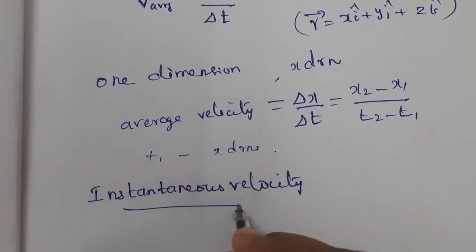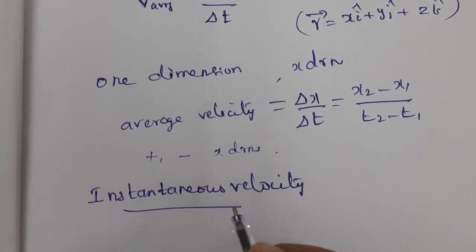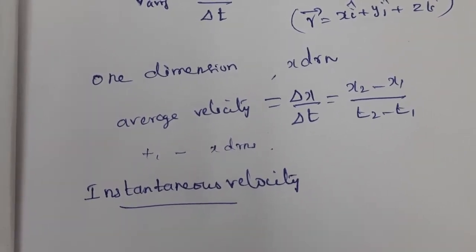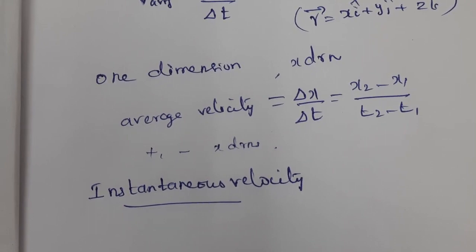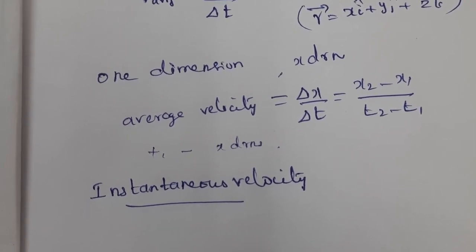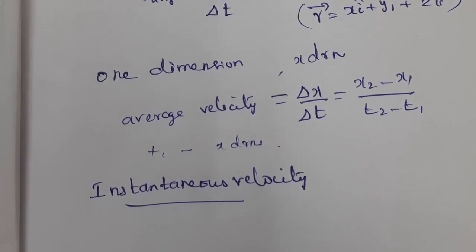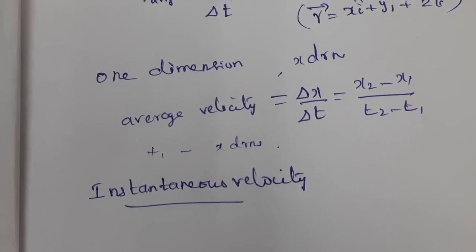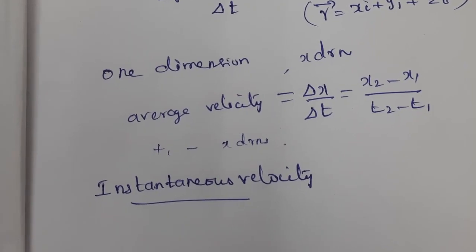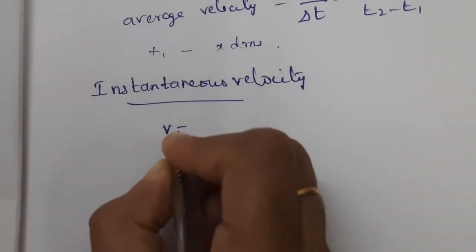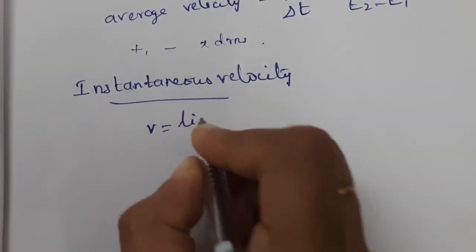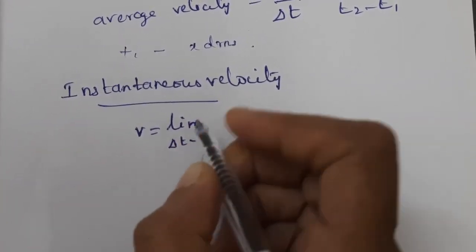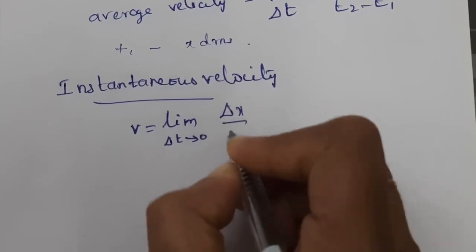Instantaneous velocity, or we can say simply the velocity. What is instantaneous velocity? Instantaneous velocity at an instant is defined as the limiting value of the average velocity. When we write the limiting value of the average velocity, that is equal to the instantaneous velocity, or simply we can write the velocity. So here this can be written as v is equal to limit delta t tends to 0 delta x by delta t.